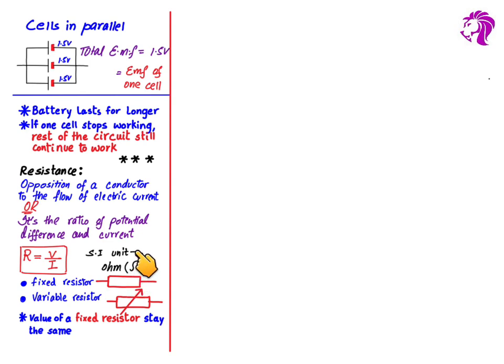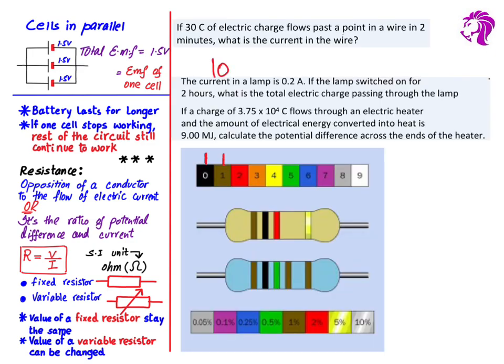Yes, sir. While if it's a variable resistor, you can alter the resistance as per your need. At times it might be larger, at other times it might be smaller. Alright? So when we talk about the value of a variable resistor, I told you that the value of the variable resistor can be changed, right?